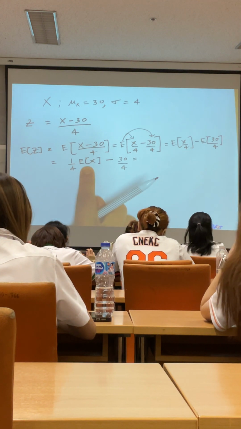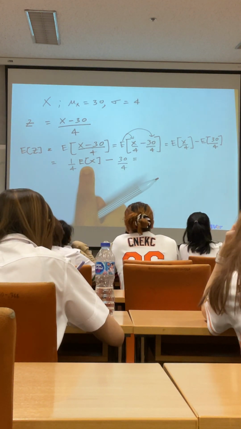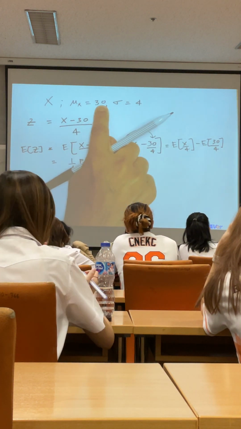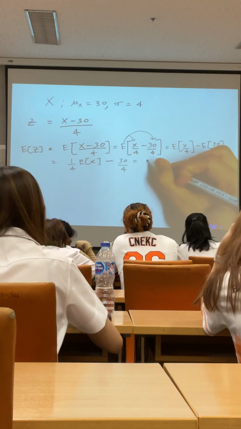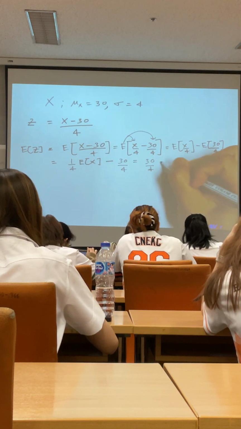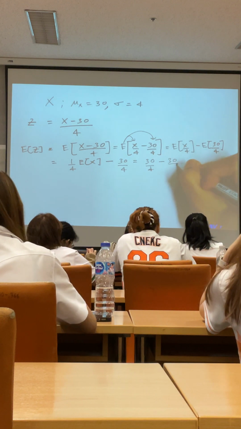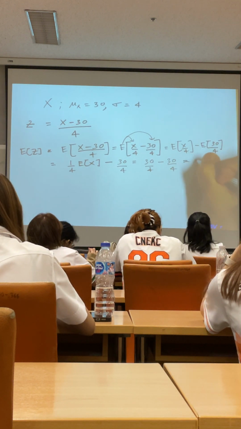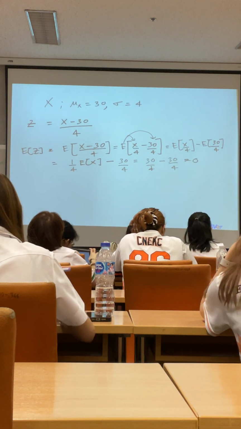What is the expectation of x? The expectation of x is 30, right? So it means the front is 30 over 4 minus 30 over 4. So 0. Okay?